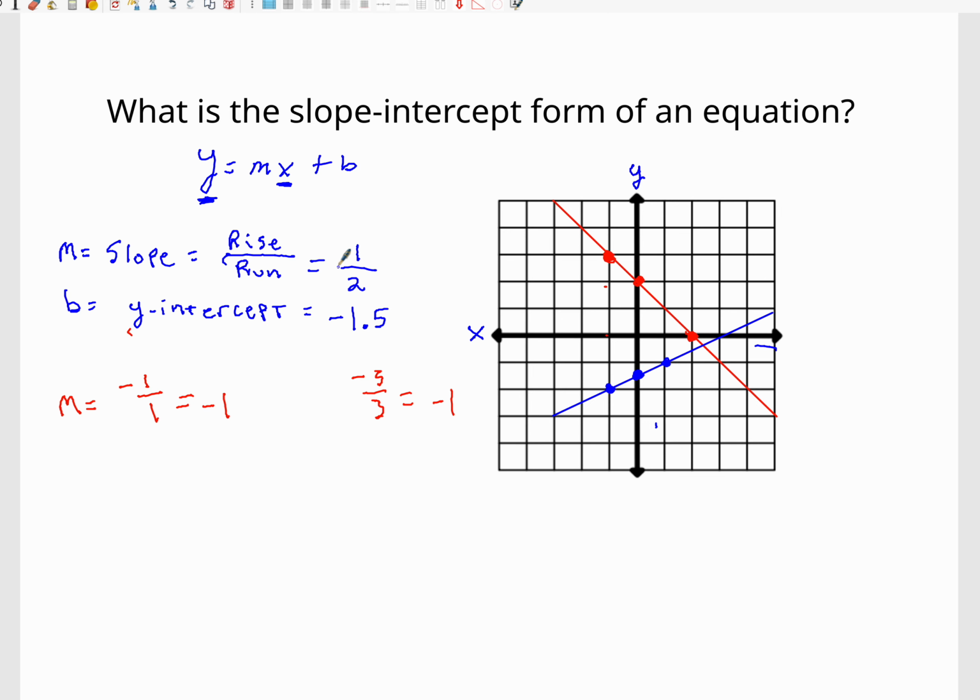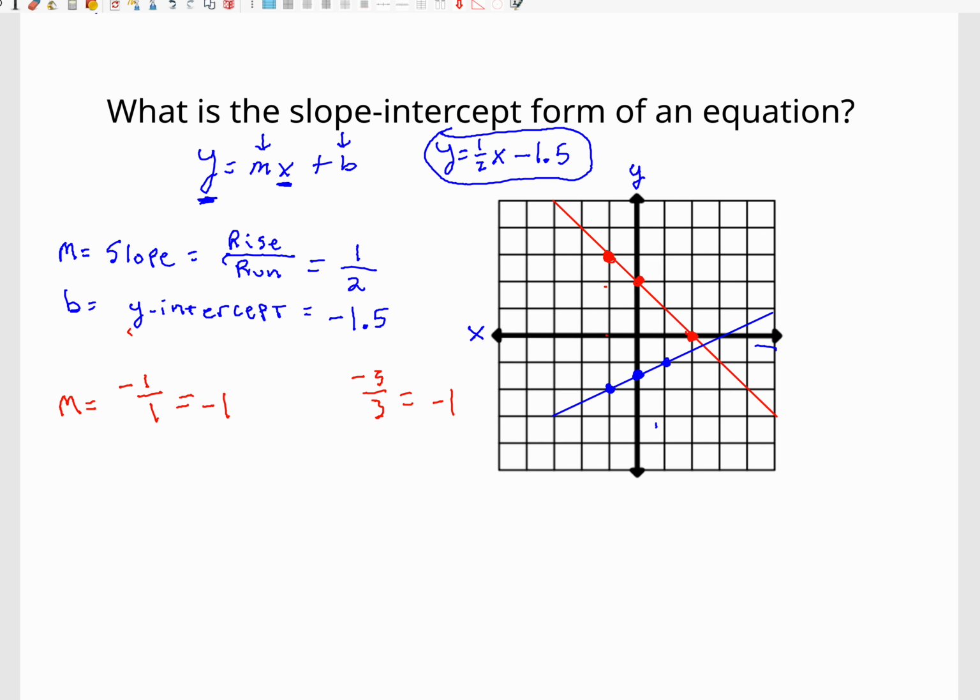And so if I know that my m is 1/2 of the blue line, and I know that my y-intercept is negative 1.5, can I write the slope-intercept equation? Yeah, I can write it as y equals 1/2 x, and then since it's a negative 1.5, I could say minus instead of plus. I could say minus 1.5. This is the equation of the blue line. And we'll talk more about that in a second.